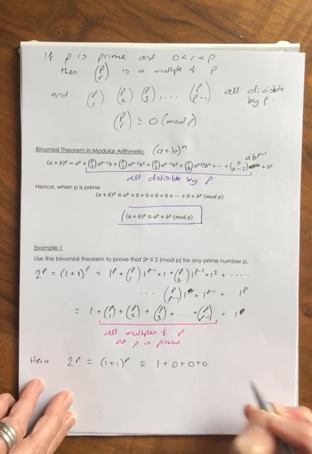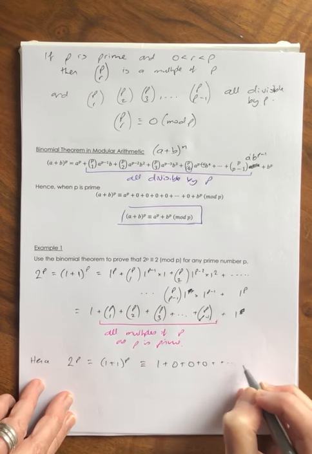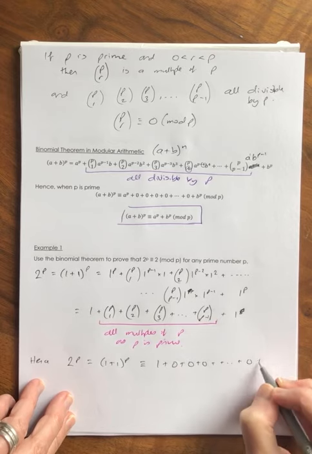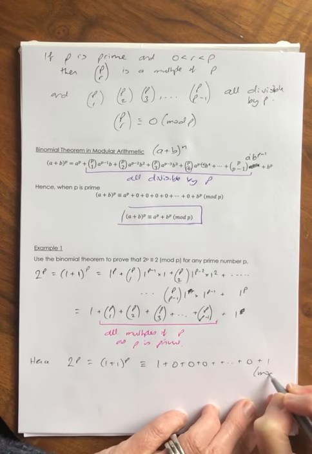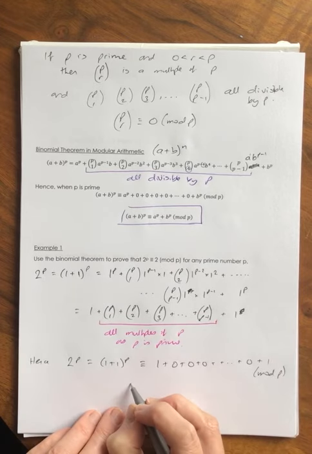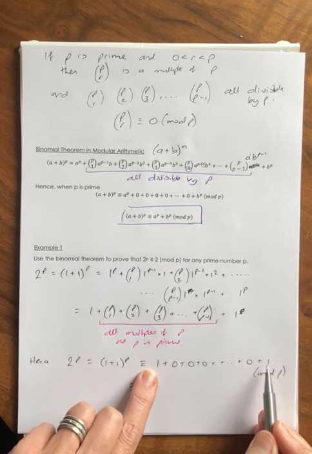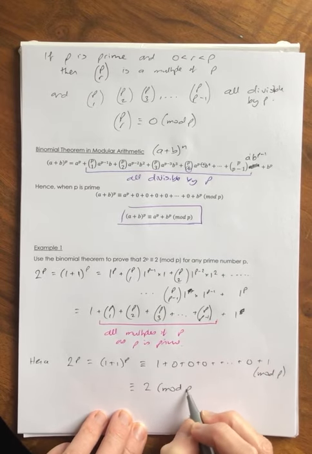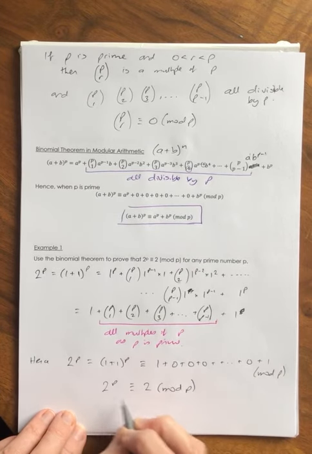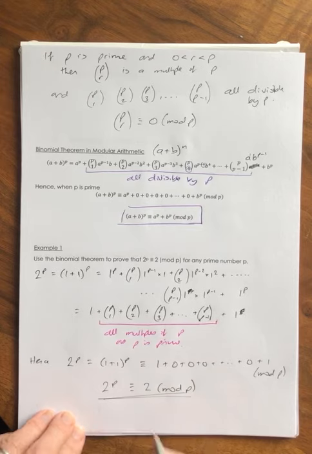So I'm just going to spell it out. Let's put all of those zeros in there, plus 1 mod p. And that in turn, because I've got 1 plus 1, is 2 mod p. So 2 to the p is congruent to 2 mod p. So there we go, there's our proof.